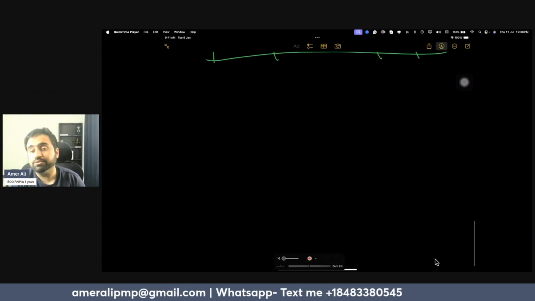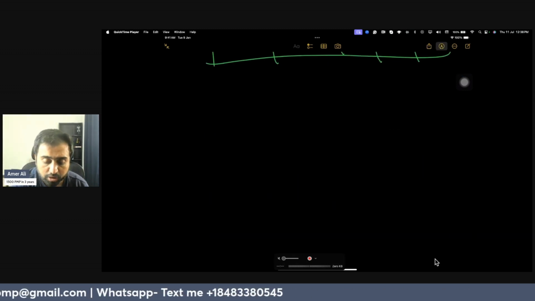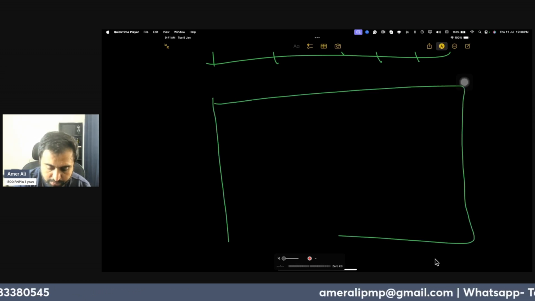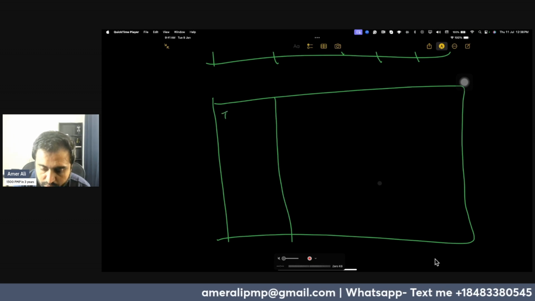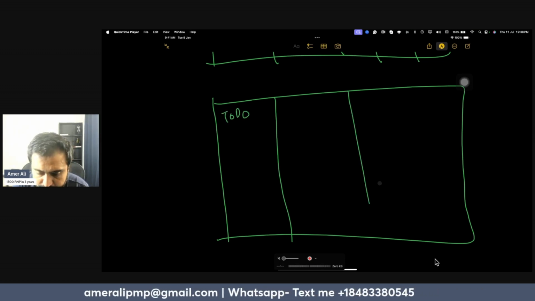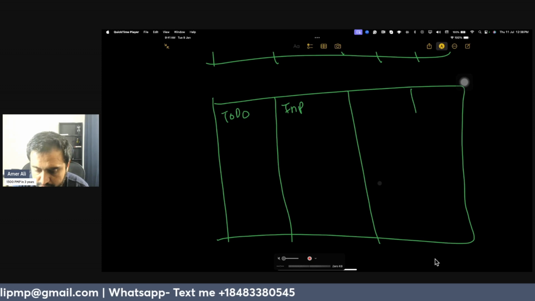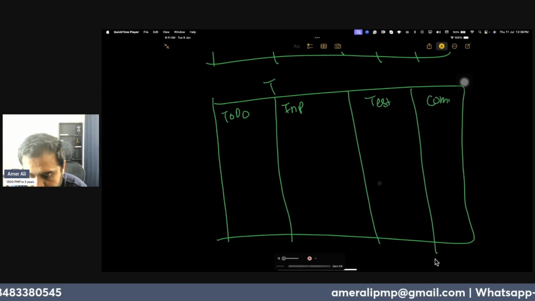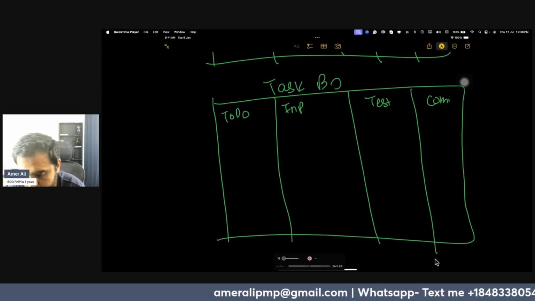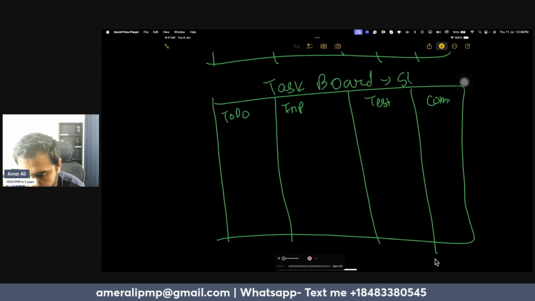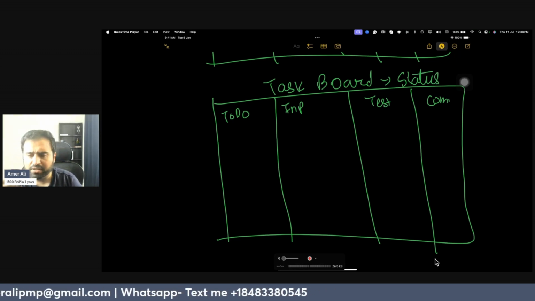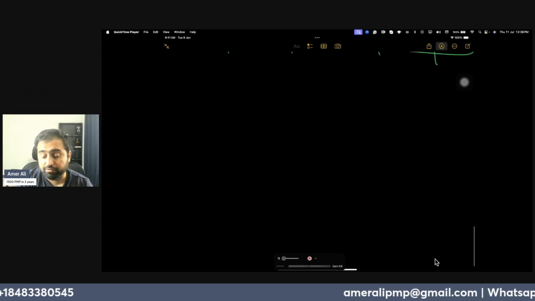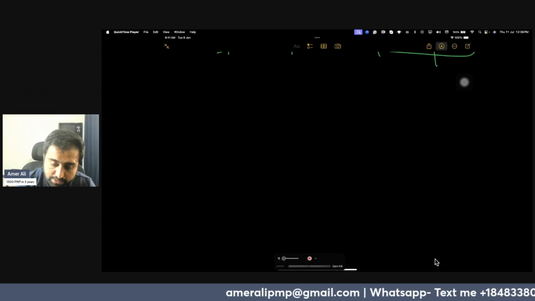Then comes your task board. Simply a status board. It shows you to do, in progress, tested, completed. The task board is just showing you the status of the project. It makes sense to everybody. Then again, we have an advanced form of task board, that is the Kanban board.